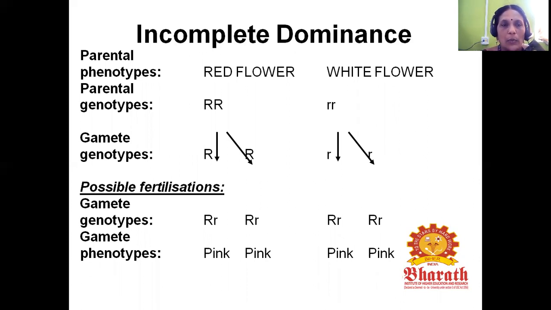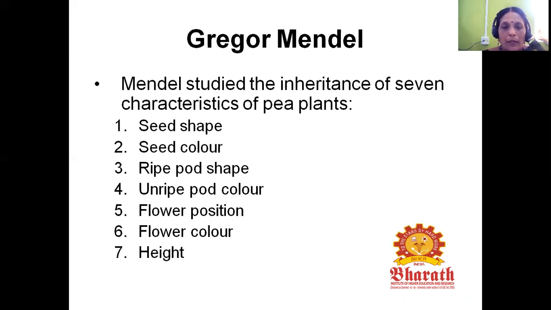The parental phenotypes are red flower and white flower. The parental genotypes are capital R for the red flower and small r for the white flower. So the gamete genotype is either capital R or small r. On fertilization, the genotype is capital R small r, and that represents the phenotype pink color flower.